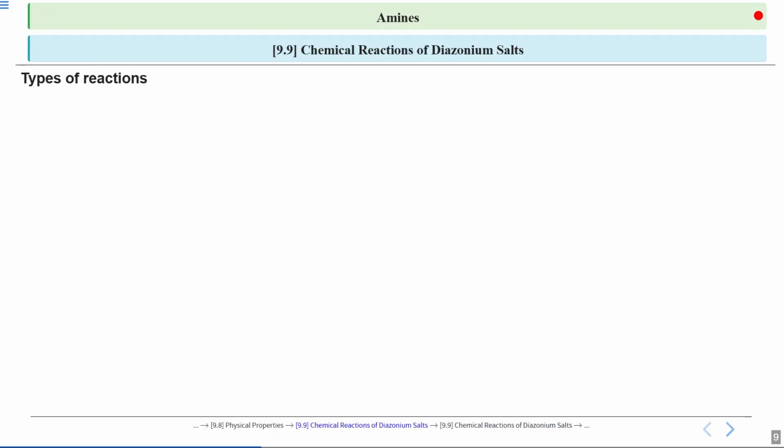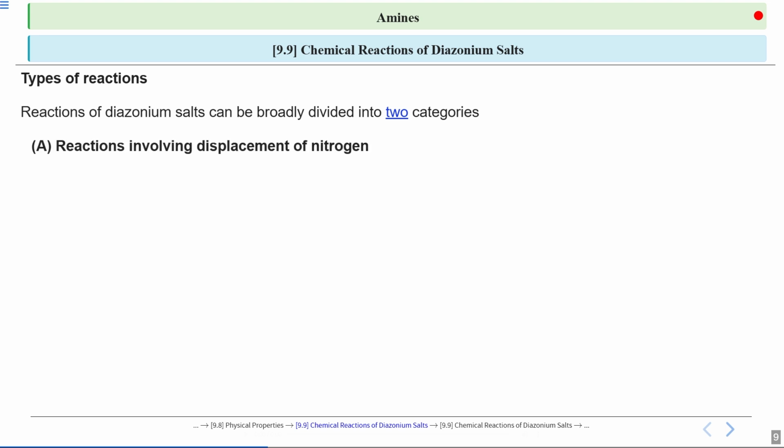Now let us see the different types of reactions that diazonium salts can undergo. So now we will talk about chemical reactions of diazonium salts. First, see that the reactions of diazonium salts are generally divided into two main categories. First category is the reaction that involves the displacement of nitrogen. What happens in this reaction? The nitrogen group in the diazonium salt is replaced by another atom or group. This is a common way to introduce different substituents into an aromatic ring.